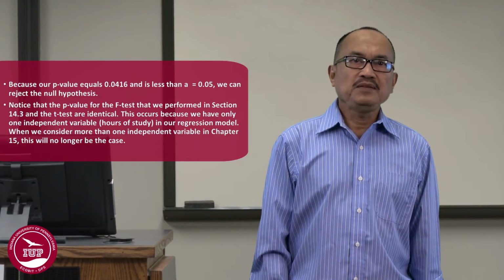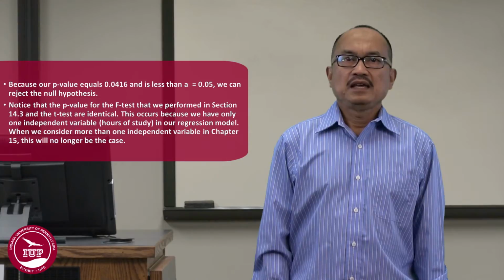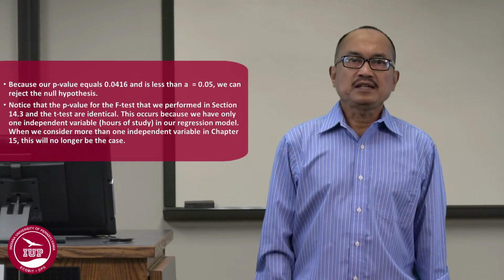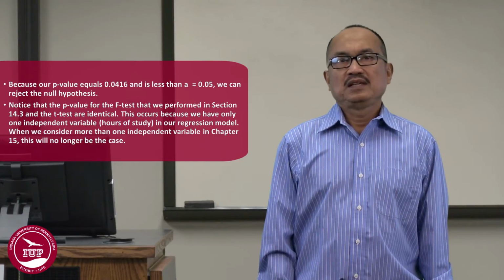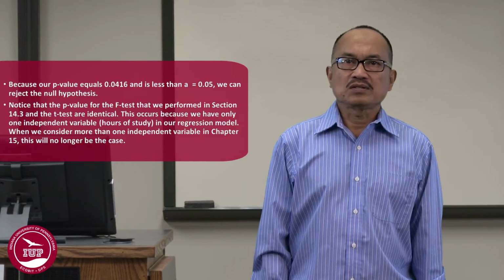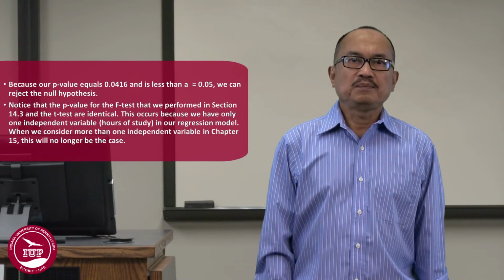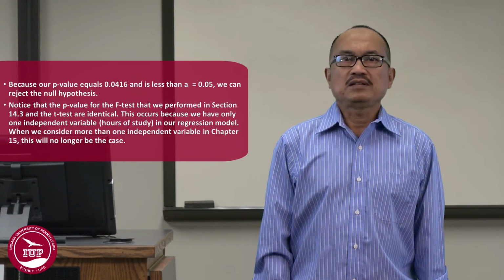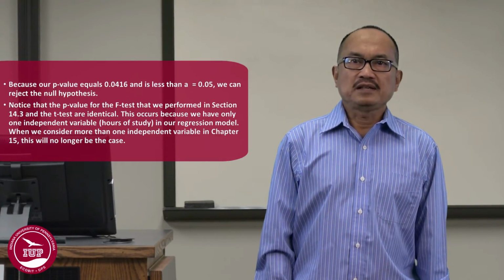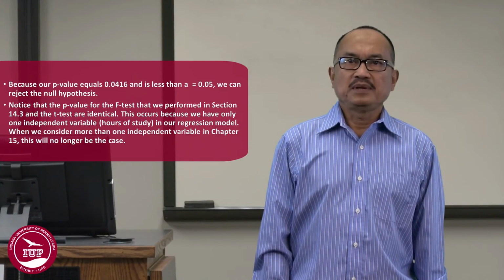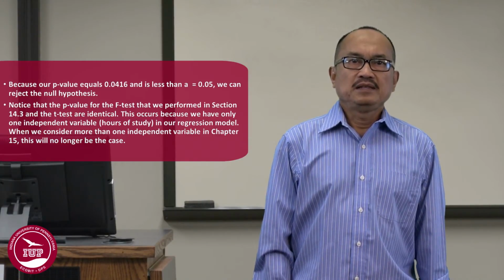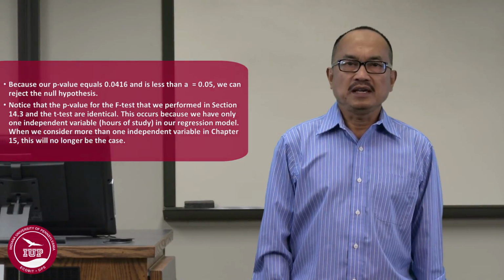Notice that the p-value for the F-test that we performed in section 14.3 and the t-test are identical. This occurs because we have only one independent variable, hours of study, in our regression model. When we consider more than one independent variable in chapter 15, this will no longer be the case.